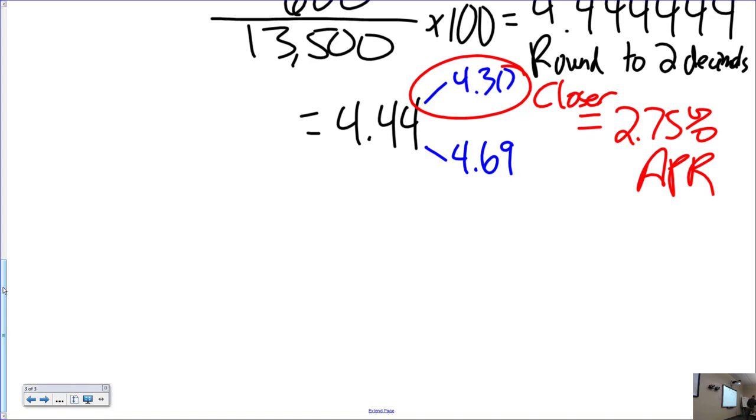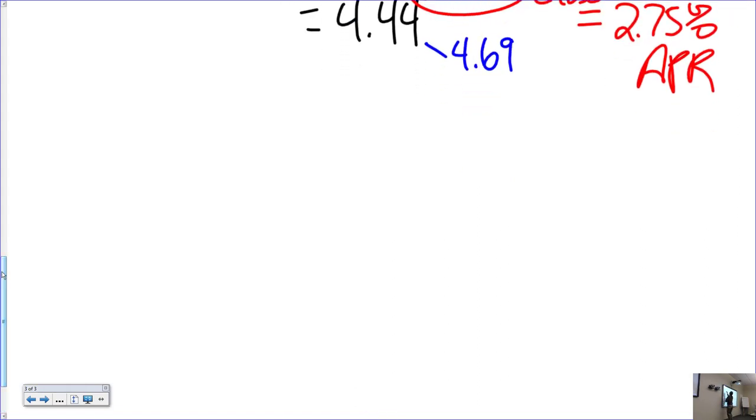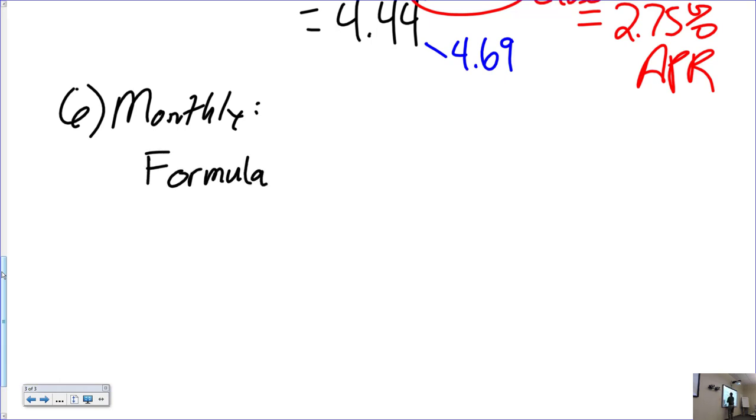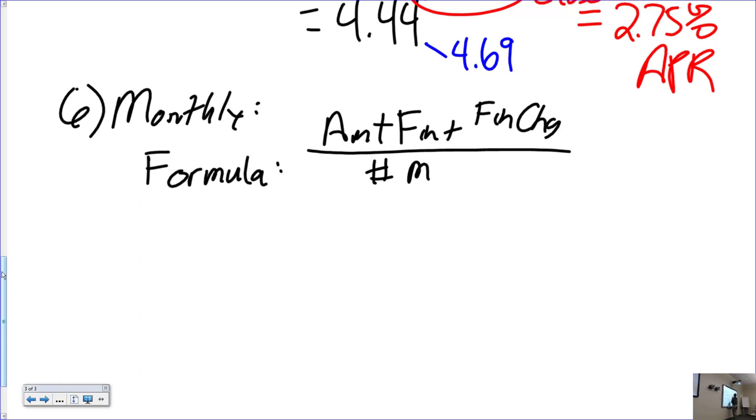Now, the last thing. What's the last thing that we need to do? Folks, use the formula to calculate the monthly payments. I'll show you how to use the tables in the next example. So what is the formula, that method for calculating the monthly payment? Finance plus finance charge. Here you go, Zach. By number of monthly payments.